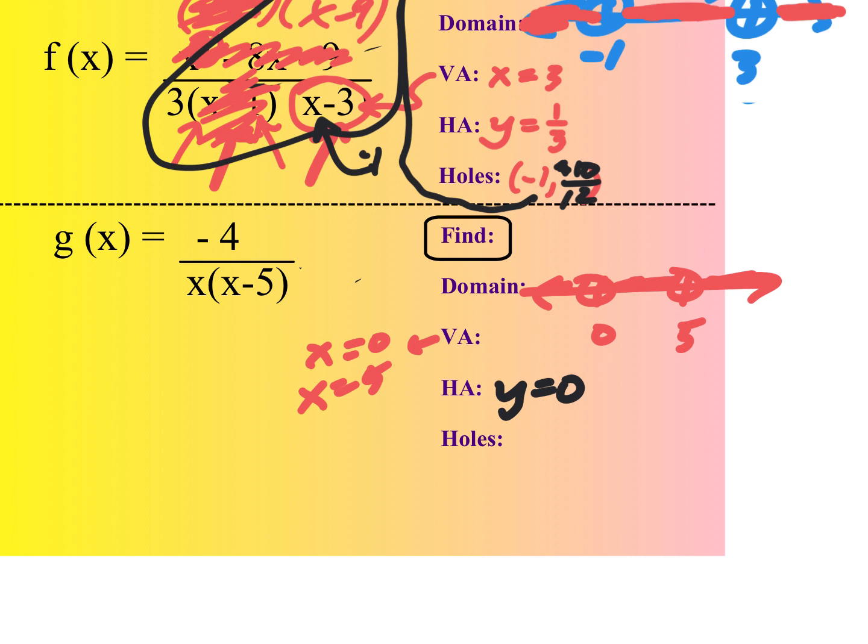So then, let's do this last one. Holes. I could not find any. You are correct. It is none, because nothing canceled on the top and the bottom.